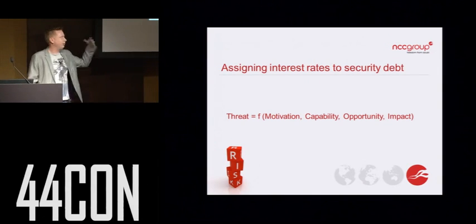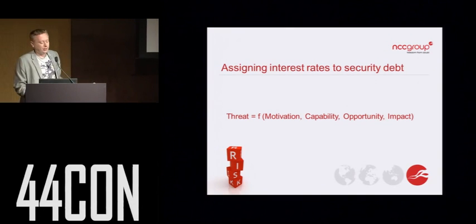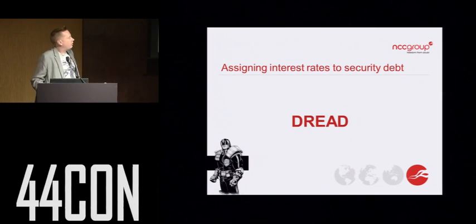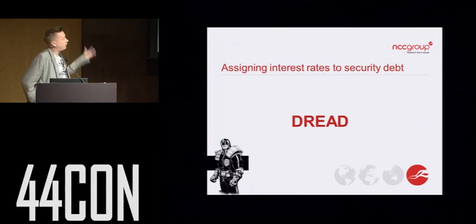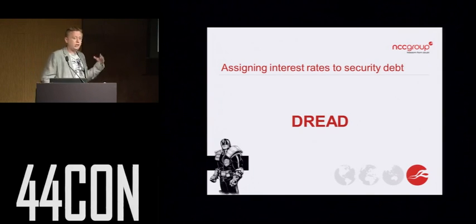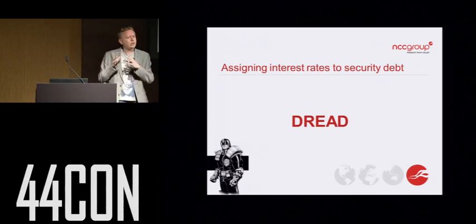So we have motivation, capability, opportunity, and impact, which is extremely simplistic. We then had Microsoft come out with DREAD, which was damage potential, reproducibility, exploitability, affected users, and discoverability. So again, they started to take into consideration what users are affected here, and that's a key one.